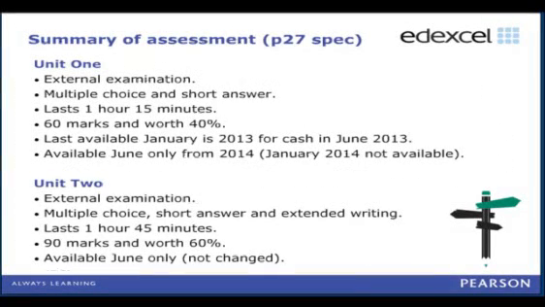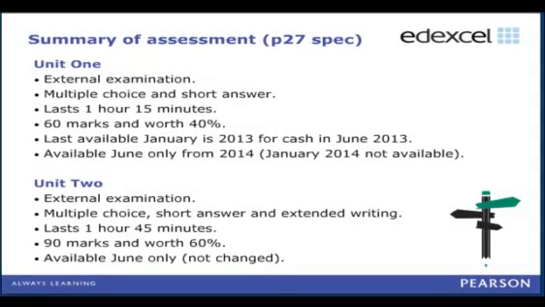So just a slide or two more on assessment. Unit 1 and Unit 2. Now these are the same whether we're talking about the new linear route or the modular route. They're both externally marked. They both have multiple choice and short answer questions. Unit 2, the one that's 60% of the whole, has extended writing more than Unit 1, the one that's 40%.